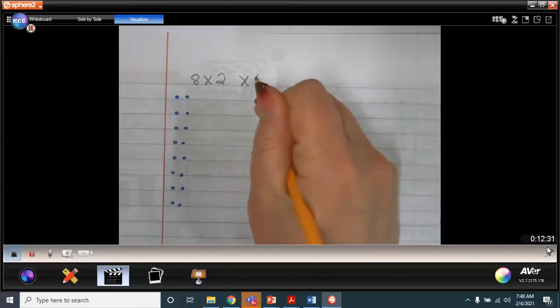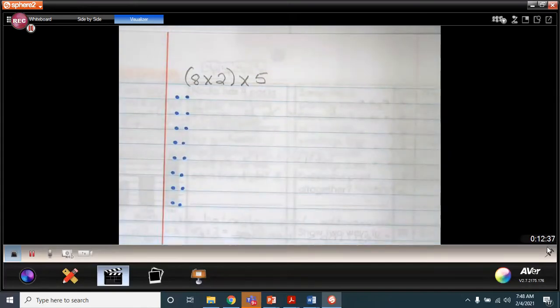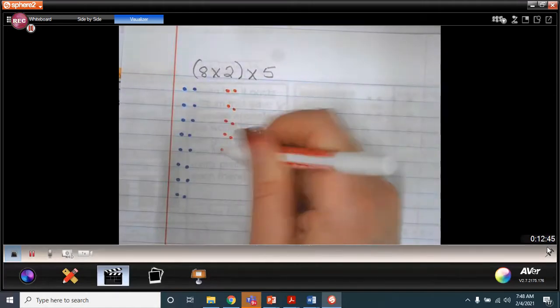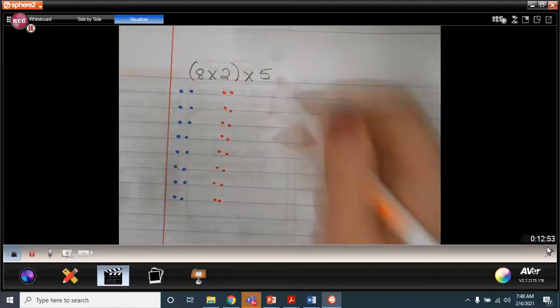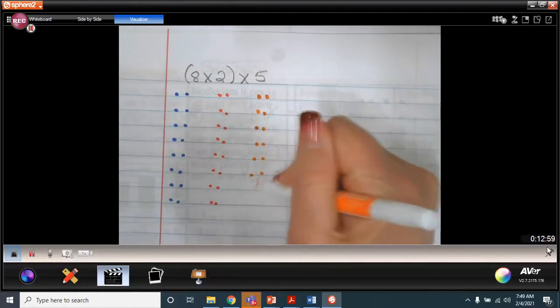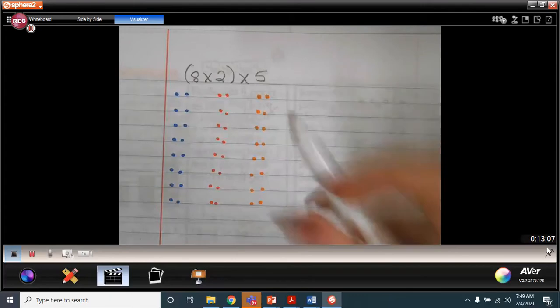But they don't want it just one time. They want this 5 times. So I'm going to do this 4 more times to show 8 groups of 2. So 8 groups of 2, 2 times, 8 groups of 2, and this is orange. Now I've got 3 times. Now I'm going to do 8 groups of 2 again, this time in brown.